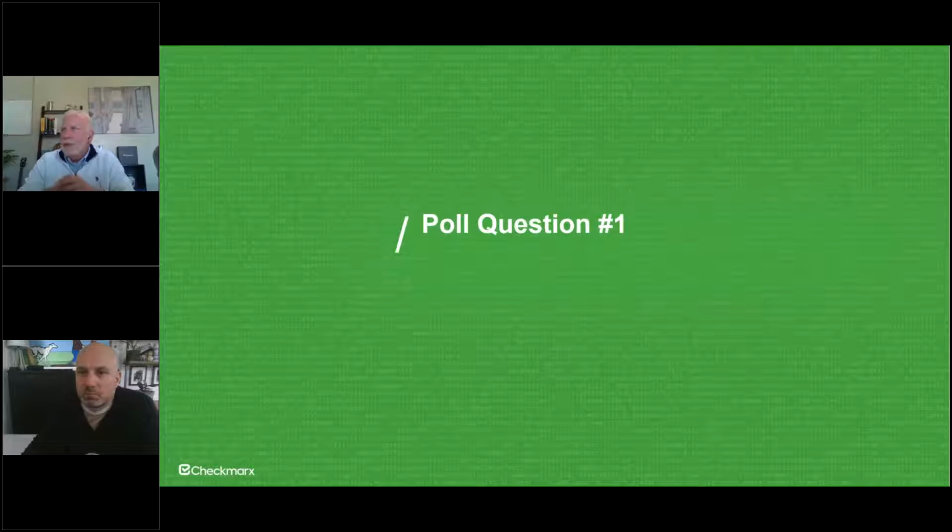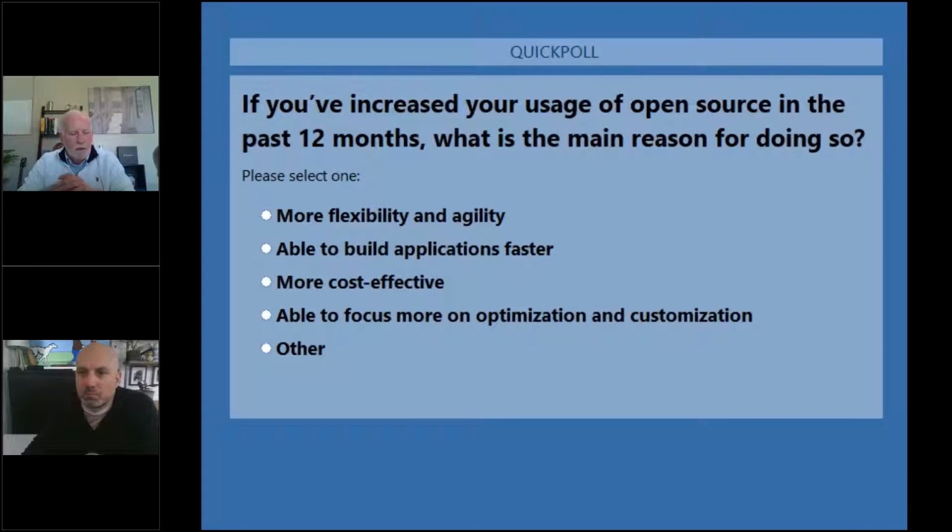So let's do a quick poll. Jennifer, can we pull up poll number 1? Okay, so question to the audience. If you've increased your usage of open source in the past 12 months, what is the main reason for doing so? Is it more flexibility and agility, able to build applications faster, more cost effective, able to focus more on optimization and customization, or is there some other reason why you're consuming more open source than you have in the past? So let's give a few seconds here for this. Go ahead and make your selection if you'd like.